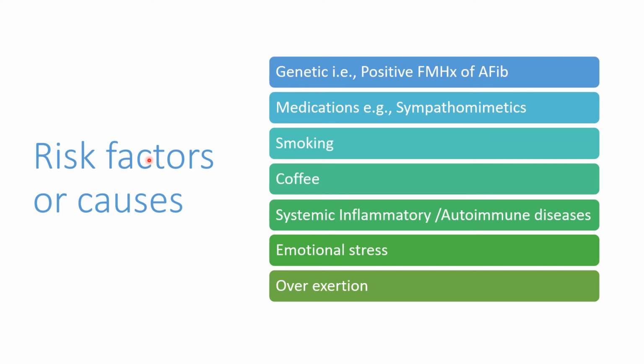Other risk factors for atrial fibrillation will be genetics. And why that? Positive family history of atrial fibrillation is a strong risk factor. Medications like sympathomimetics, smoking, coffee, systemic inflammatory or autoimmune diseases, emotional stress, overexertion.